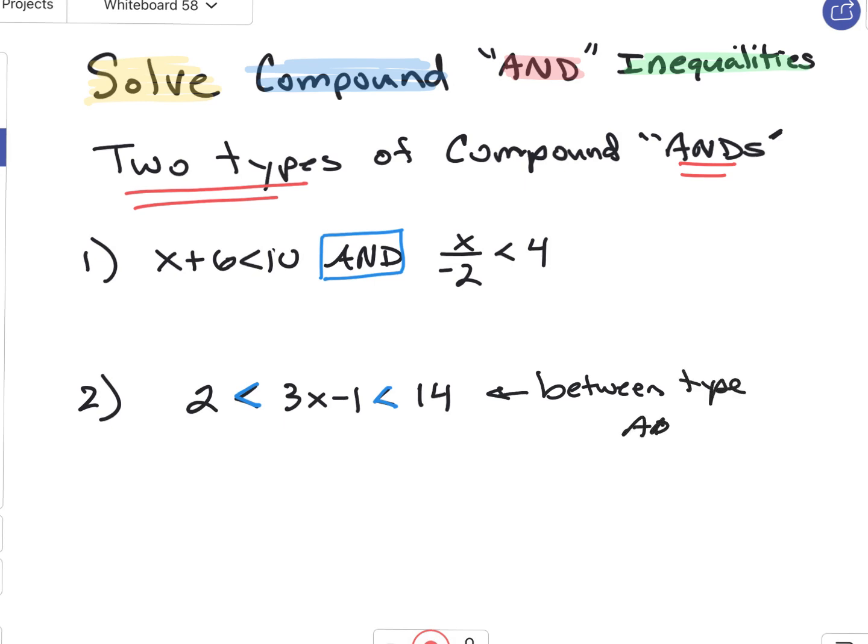Now, you could rewrite this as 2 is less than 3x minus 1, and then write the word and. Then 3x minus 1 is less than 14. And then solve those as two separate inequalities. But we do not want you to do it that way. We want you to learn how to solve a between type and without breaking it and separating it into two parts. So I will not accept work if you break it into two parts.